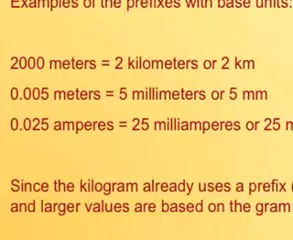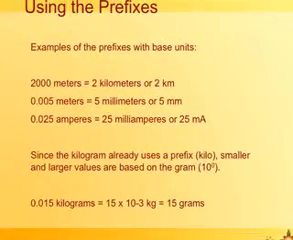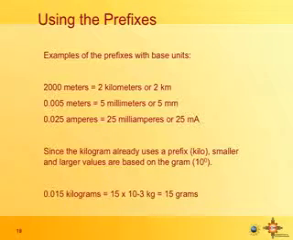Talk about amperes, very small units of amperes. Milliamperes is a pretty common unit. If you move that decimal place to the right, you can convert from amperes to milliamperes. So 0.025 amperes is 25 milliamperes, and it's written with a small m and a large A. Since a kilogram already uses a prefix, kilo, smaller or larger values are based on the gram. And we kind of alluded to that in the previous slide. So 0.015 kilograms is 15 grams. Move the decimal place 3 places. Okay? And we're writing it 15 times 10 to the minus 3 kilograms. That minus 3 should be a superscript. It should be raised up a little bit higher. That's the proper way to write it mathematically.